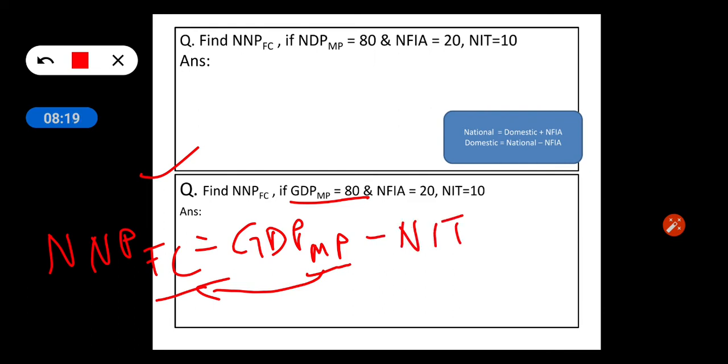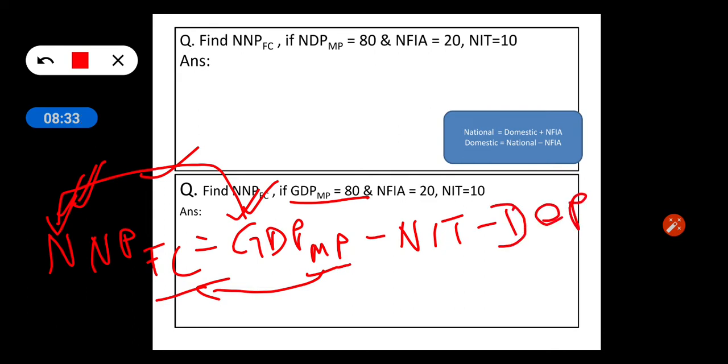Secondly, we have to check gross and net. We have gross on the right hand side and net on the left hand side. So we have to convert gross to net. So gross to net, we have to subtract depreciation, because gross is a sum of net and depreciation, and if you want to find net, you have to subtract depreciation from your gross to get net.